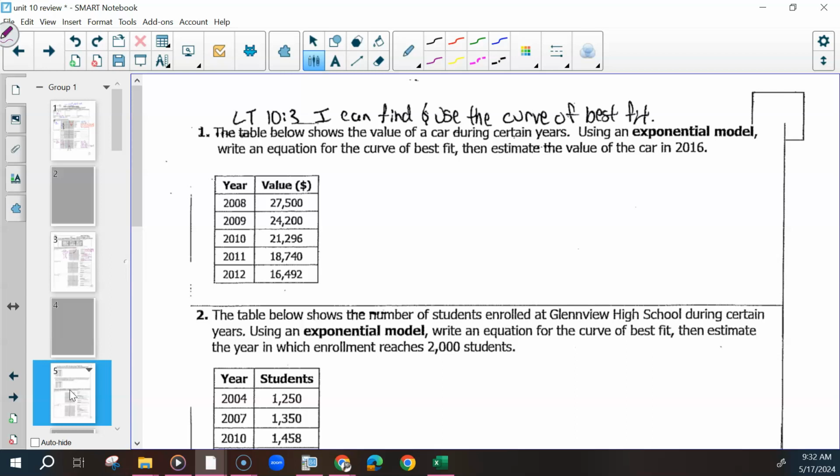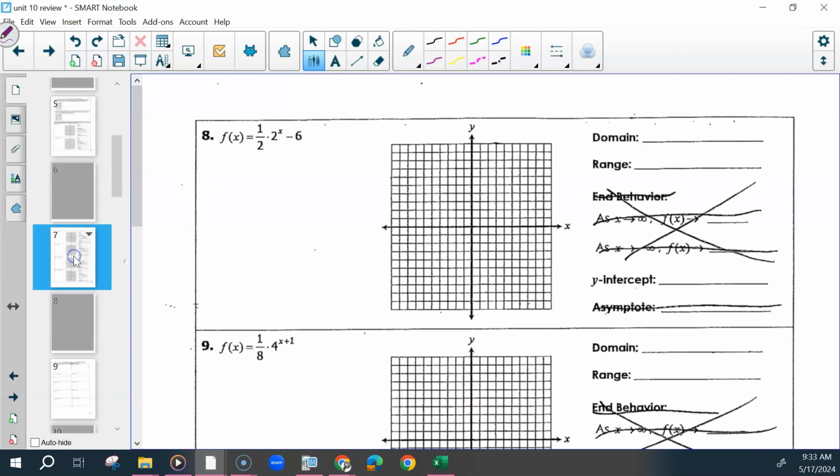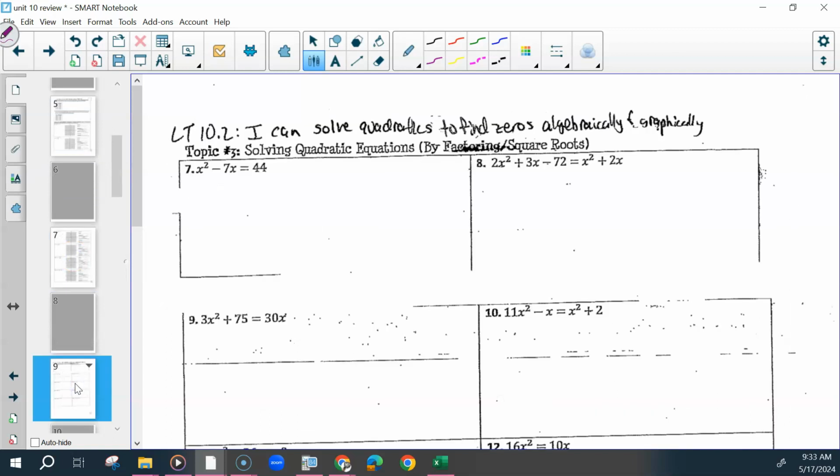We're going to skip the rest of that page because it's just graphing. We'll come back if you have questions and go to the solve quadratics by zeros, by factoring. Page 5. The page numbers are at the bottom. Are there any of those you want to see, go over, have questions about?